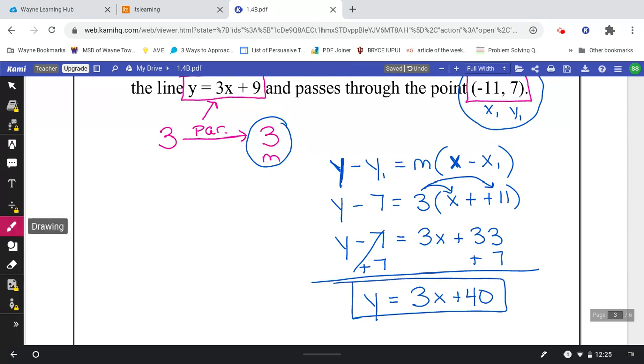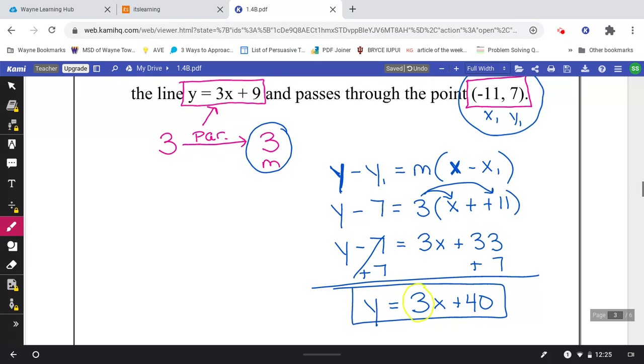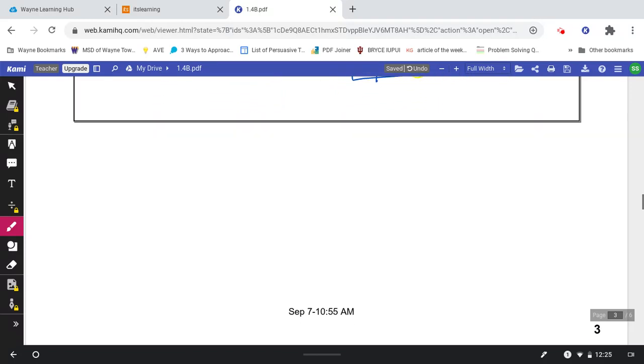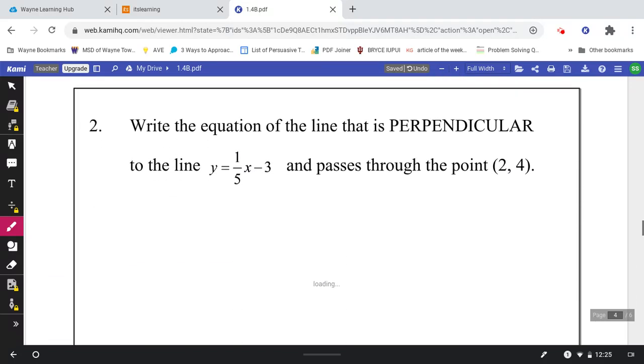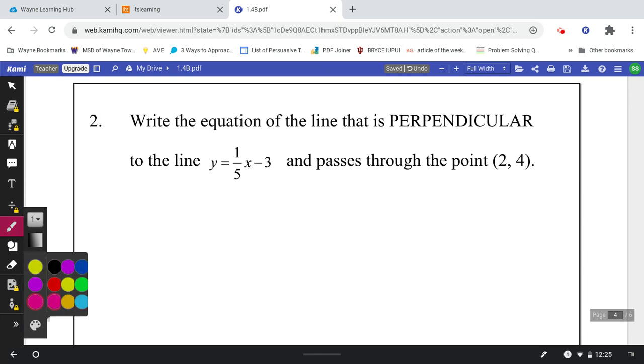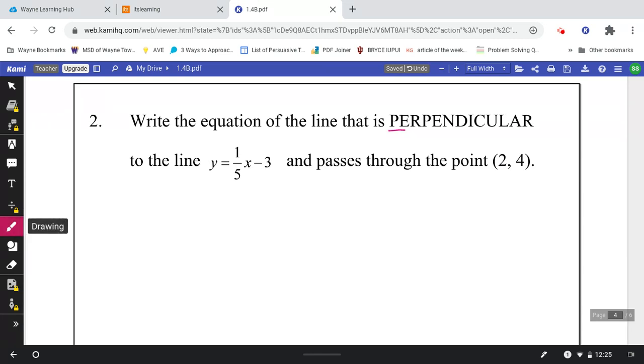If you notice, this 3 right here exactly matches the 3 that we started off with, which should always happen for parallel. All right, let's try the next problem. This one now says perpendicular. Write down the word equation. Write down what the equation actually is, and write down the point (2, 4).